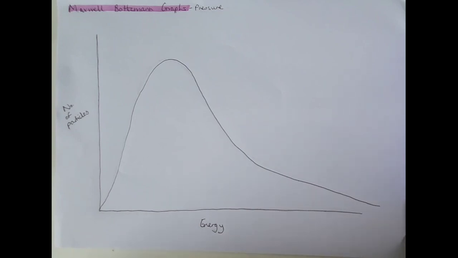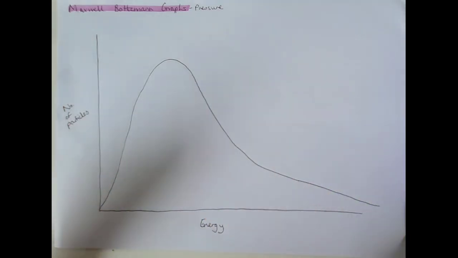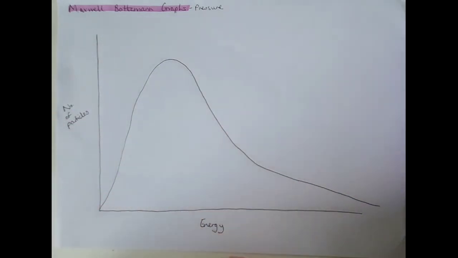So it is impossible to really show this on a Maxwell-Boltzmann graph, because one of the assumptions we're making when we draw it is that the volume is going to stay the same, the number of particles are distributed in the same amount of space. So you wouldn't be asked to draw a Maxwell-Boltzmann for pressure. But imagine it's behaving in a similar way.